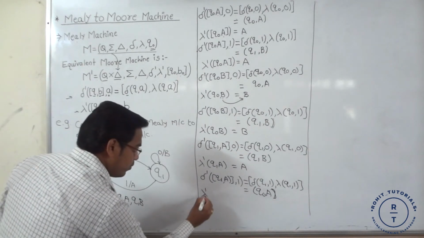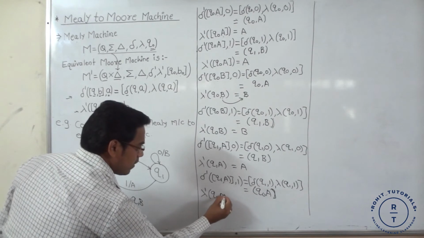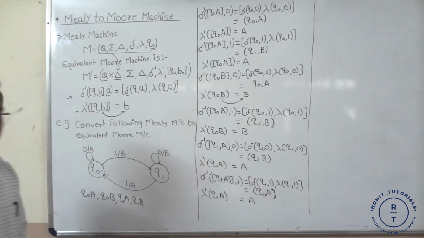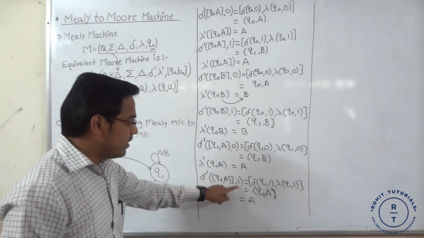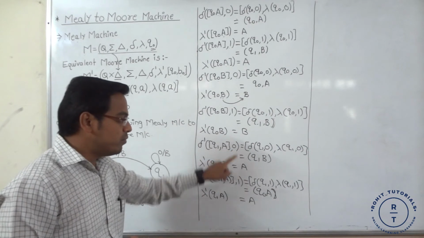And for that output function is Q1 state, output is A, so which is equal to capital A. Now Q1 state for output A, 0 1 is completed. Now Q1 state output is B for input symbol 0 1.